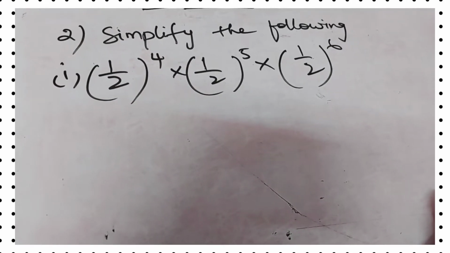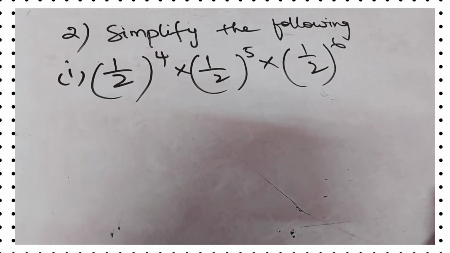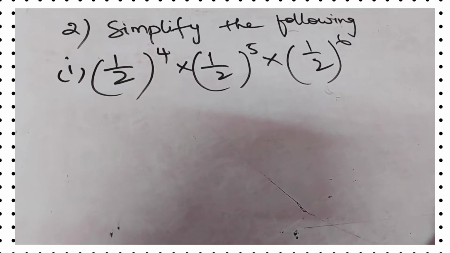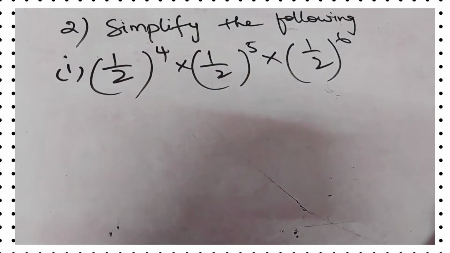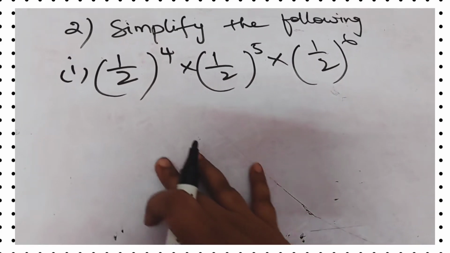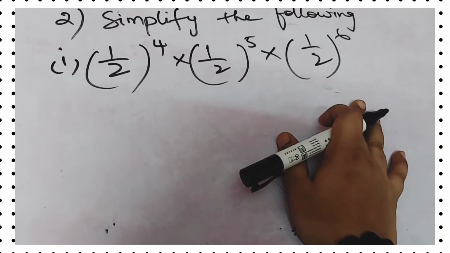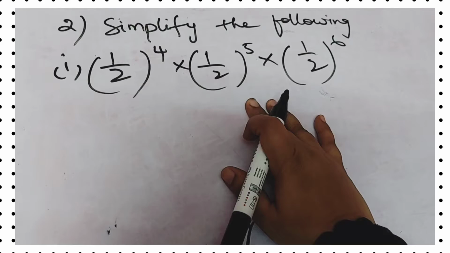Now the second sum is: simplify the following. In the second sum, the first bit is (1/2) to the power of 4 into (1/2) to the power of 5 into (1/2) to the power of 6. Here all the bases are the same. So when the bases are the same, the powers should be added.